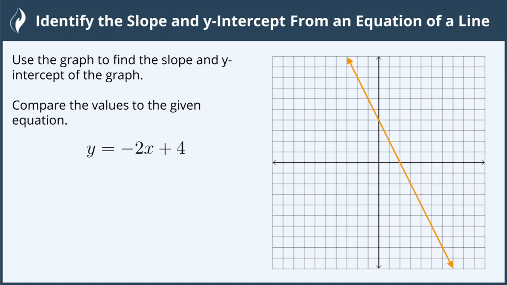Hi, in this video, we're going to use the graph to find the slope and y-intercept of the graph. Then we're going to take a look at how that compares to the values in the problem. So let's start by finding our y-intercept. Our y-intercept is where the graph crosses the y-axis.